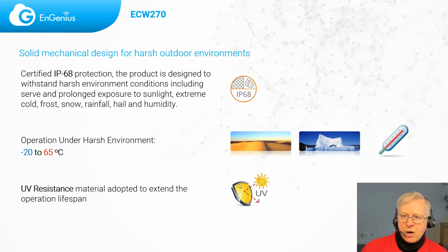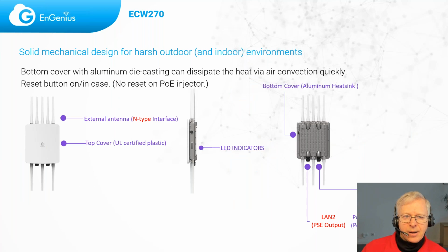Also the housing is made from some material that is UV resistant, so that the housing will not go bad. So you have your external antennas. Interestingly enough, these antennas will have an N-type interface. So it will be the thicker one. I don't have an example, but it's not like this one. It will be the thicker one.